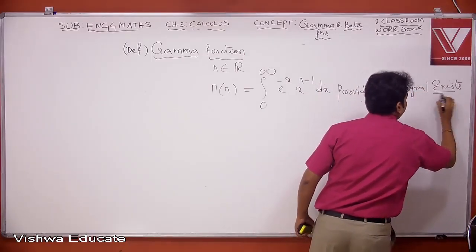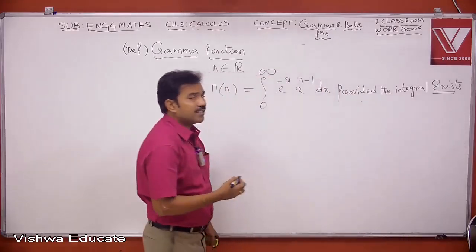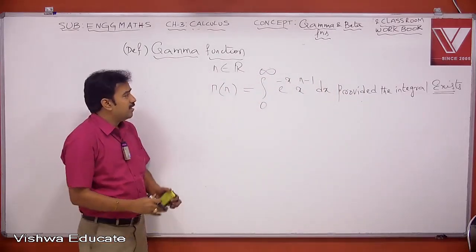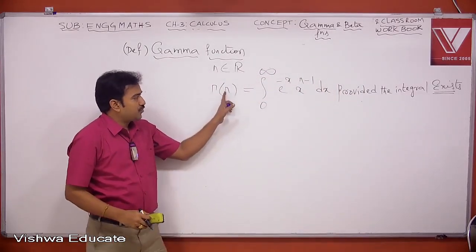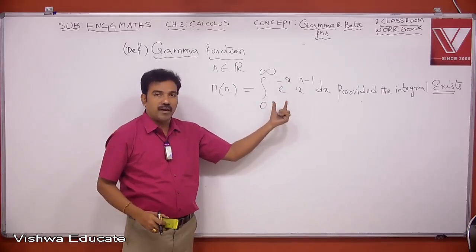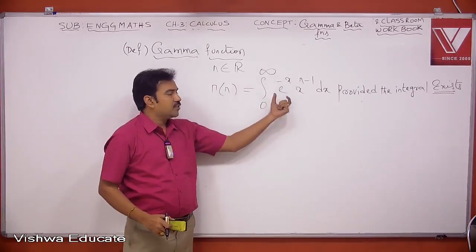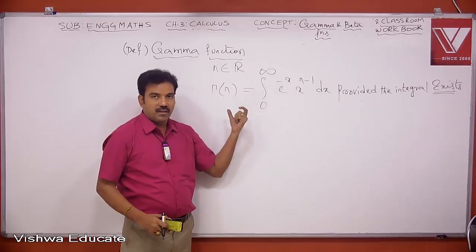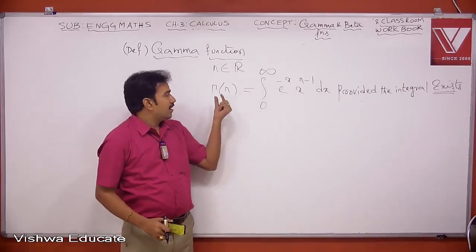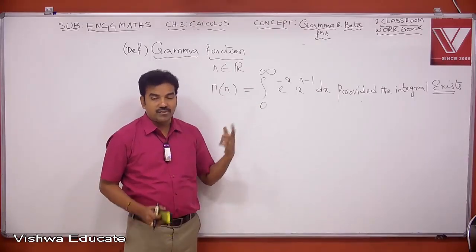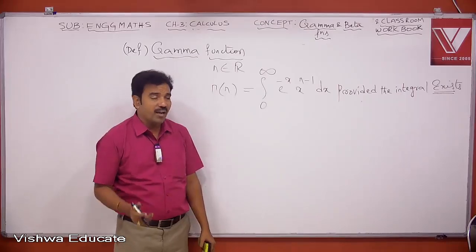What do you mean by the integral exists? Integral exists means it's a finite value. So whenever for certain values of n, if this integral gives some finite value, then gamma of n is defined like this. What does it mean is, don't think that gamma function is valid for all real numbers. For certain values of n, it is valid.